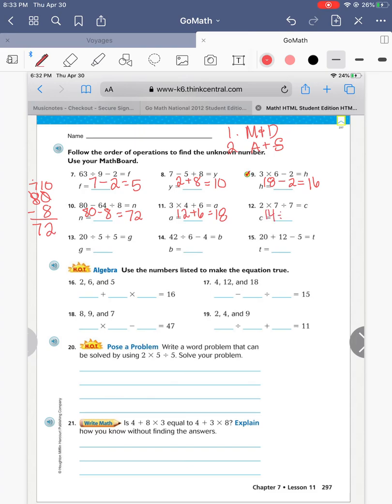Number 12, 2 times 7 divided by 7. So we have to start on the left side. So do the multiplication first. 2 times 7 is 14. Then we take 14 divided by 7, which is 2.